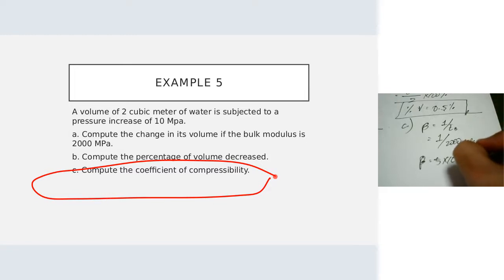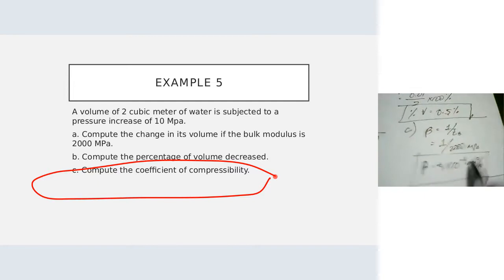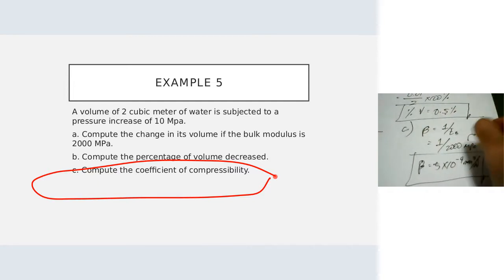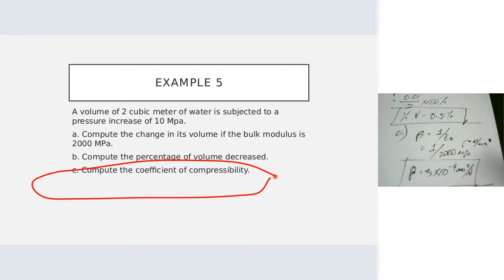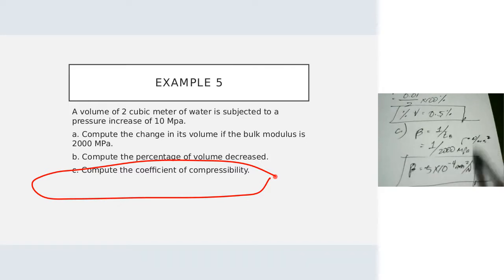This is what? mm squared over Newton. Saan nanggaling yung mm squared over Newton? Yung MPa kasi equal siya sa Newton over mm squared. So, nabaliktad lang, no? Ito napunta sa numerator, ito napunta sa denominator. That's the coefficient of compressibility. That ends our discussion. Do you have any questions?